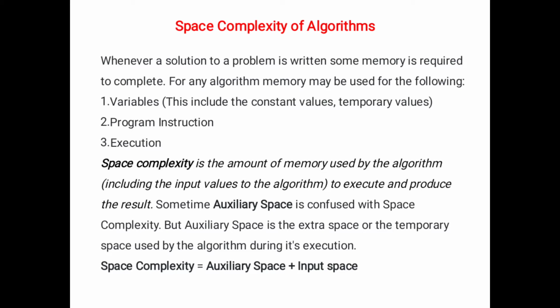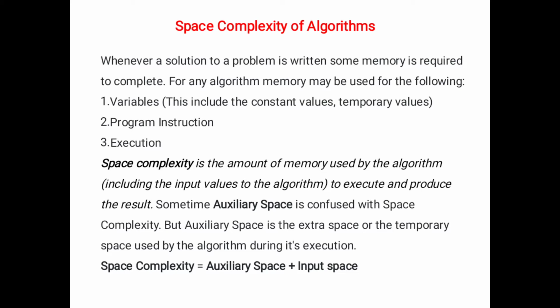How can we allocate space during execution of an algorithm? First, the variables. The variables may be constant values or temporary values. We use a lot of variables in a program: constant values, temporary values, assignment values, dynamic values. All variables hold a particular memory space, so memory must be allocated for that space.